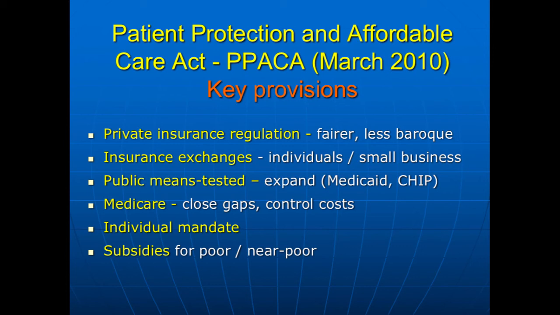Third, means-tested public plans are increased. This has happened in about half the states. Fourth, Medicare closes some gaps in coverage, especially for drugs, and tries to rein in costs and improve quality with mixed results so far. Fifth, everyone must buy insurance. This is called an individual mandate.